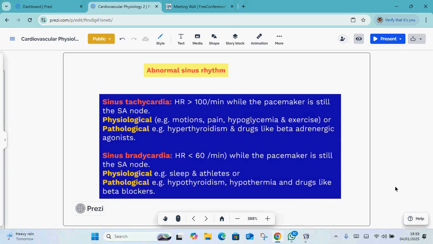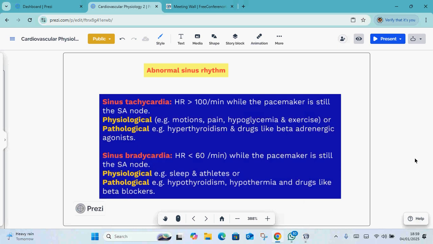So what's sinus tachycardia and sinus bradycardia? Ala, what is sinus tachycardia and what's sinus bradycardia? When the heart rate is above 100, but there are P waves, this is sinus tachycardia. When the heart rate is below 60, but there are P waves, this is sinus bradycardia. Okay?